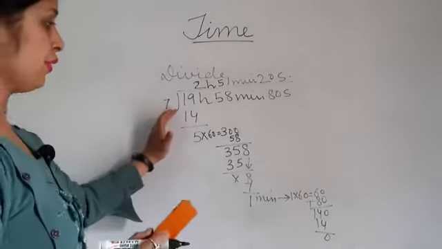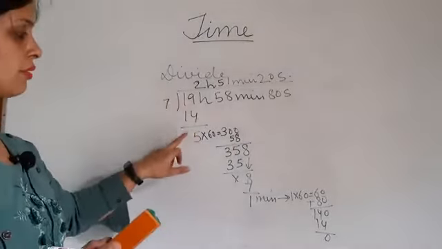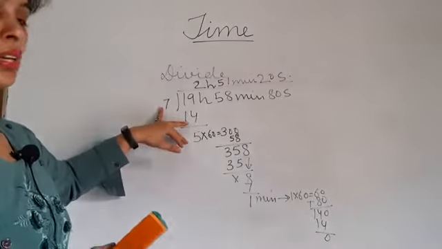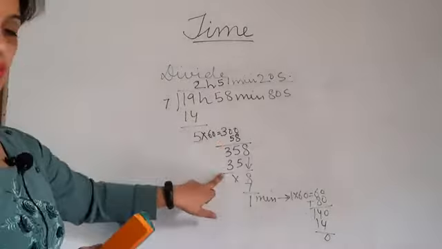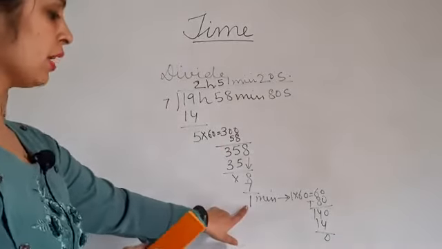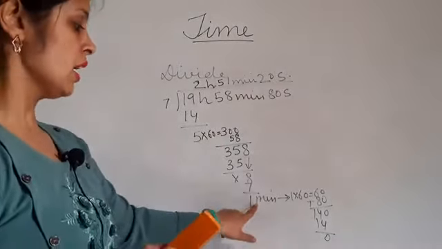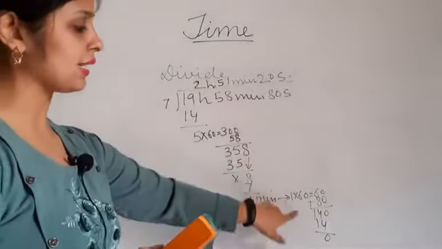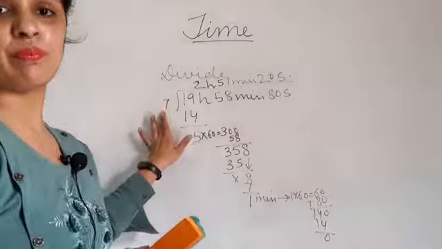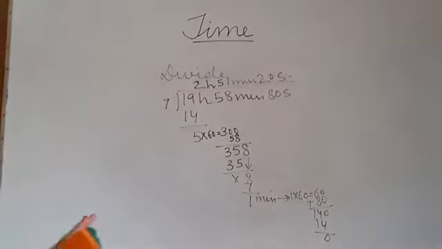Whenever we have a remainder in hours less than our divisor, we'll convert it into minutes, add the given minutes and then divide. Same way, if we have a remainder in terms of minutes, we'll convert it into seconds, add it to the given seconds and then divide by the divisor. So this is all about time.